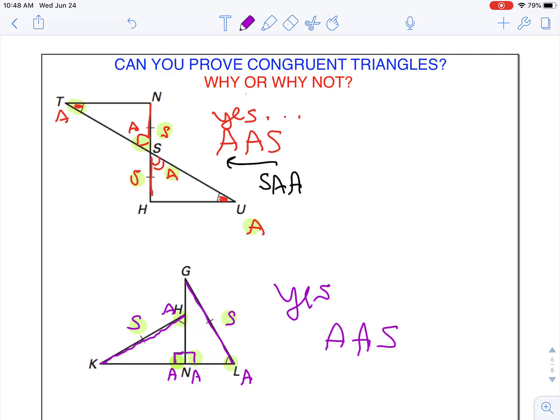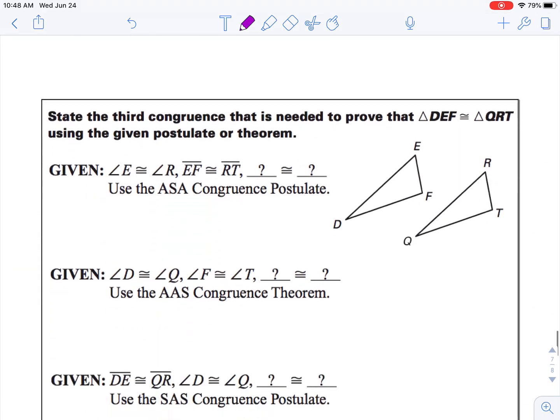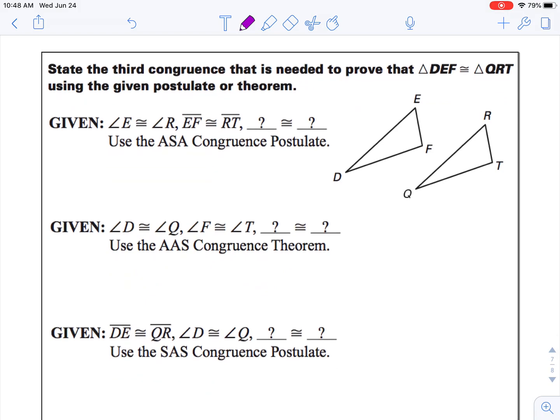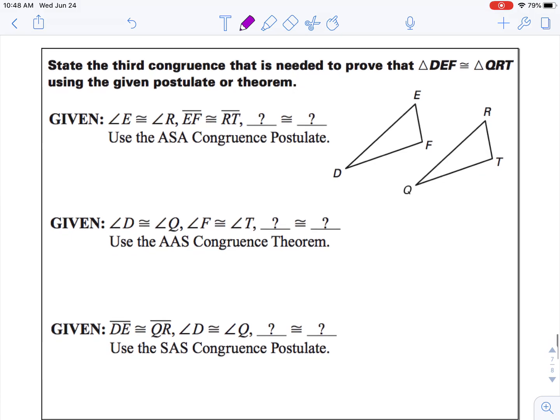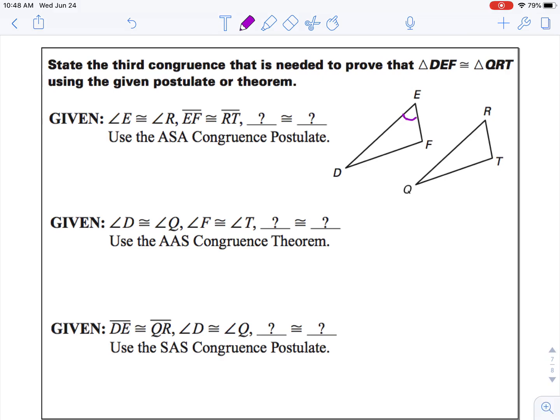Now notice, many people automatically, when they see a right angle, think it's going to be hypotenuse leg, and that is not always the case. Okay, so this is using our ideas in a slightly different way. It says, state the third congruence that is needed to prove the two triangles are congruent using the given postulate or theorem. So, in this first example, it tells us that angle E and angle R are congruent.